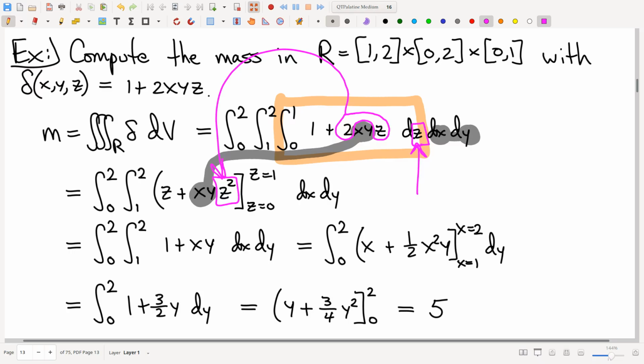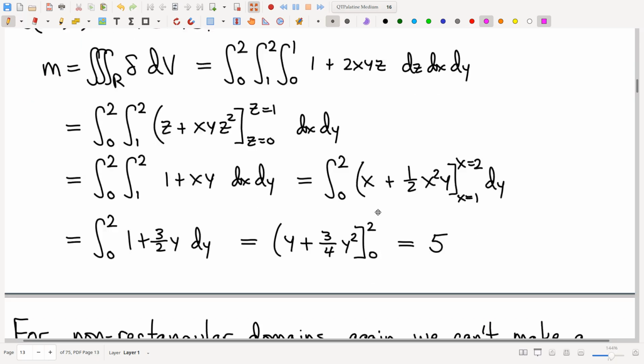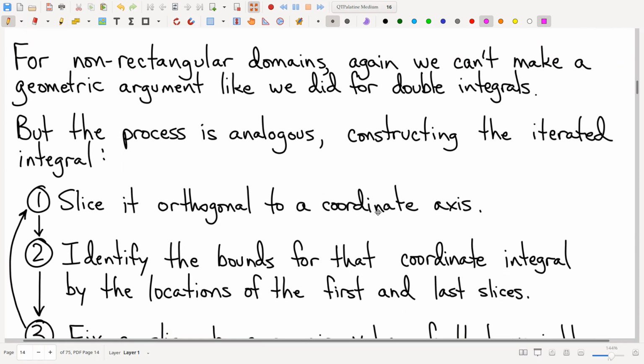And I think it's fair to say the rest of this is plug and chug details. And I'm going to encourage y'all to go through the rest of these details. Make sure you're good with all of this, and we'll go on and talk about more challenging things down in the next page. Okay, so let's talk about non-rectangular domains.